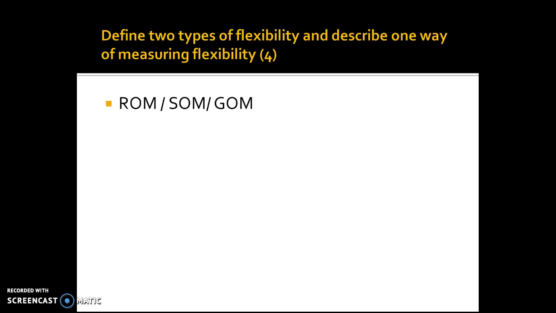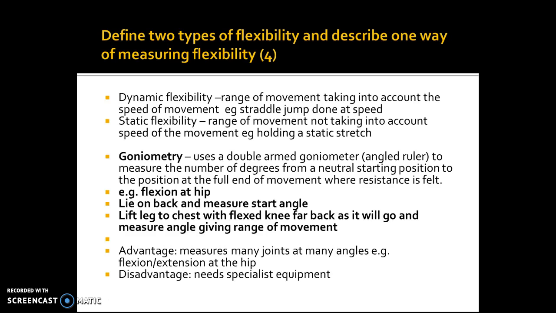This is the main flexibility thing that hasn't come up, which is measuring flexibility. So what am I talking about? What does ROM-SOM mean? Dynamic flexibility then, range of movement. That takes into account speed of movement.